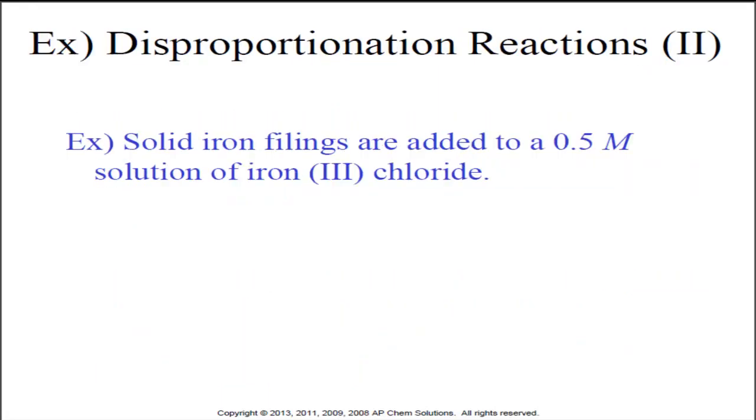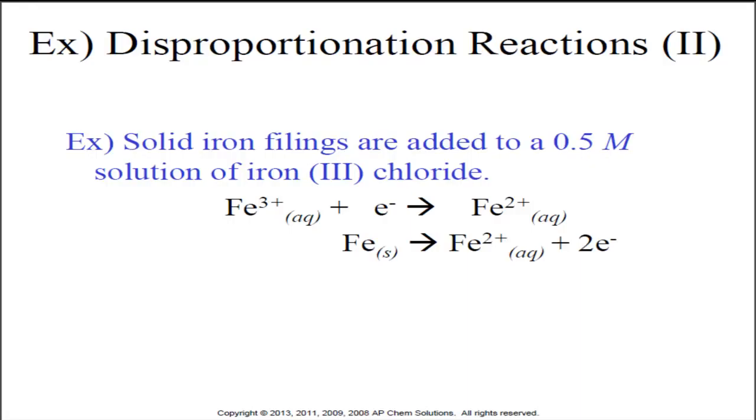So solid iron filings are added to a 0.5 molar solution of iron 3 chloride. So let's start with our reduction half reaction. So the iron 3 is going to gain an electron to go to iron 2. The oxidation half reaction, our solid iron is going to lose 2 electrons to go to iron +2.